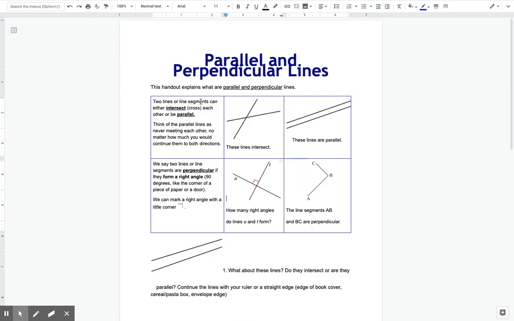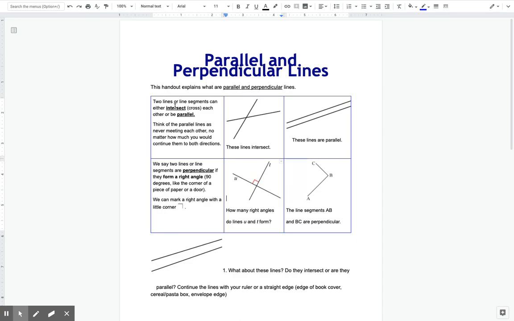First of all, lines and line segments. You probably remember this. Lines just go on forever in both directions. They never end. They're infinite, infinitely long. A line segment is a piece of the line that is taken out of that line. It's just a chunk. Somebody cut it out.